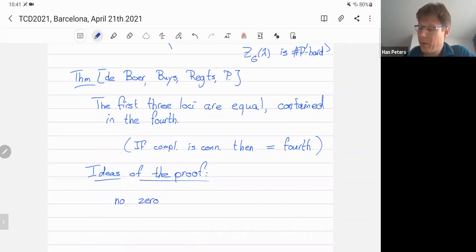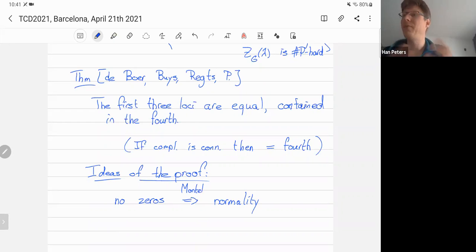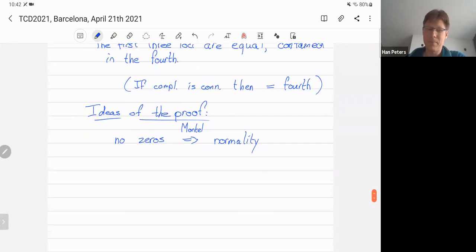The easiest step is this one. If you have no zeros, then you have normality, which is just a consequence of Montel's theorem. If you have no zeros, then you don't have infinities either, and you don't have -1s either. So you miss 3 points, so you're a normal family. So what does that mean? It's 2 negations, but I think it means that the activity locus is contained in the zero locus. But I may have it exactly the wrong way around. But there are several other inclusions.